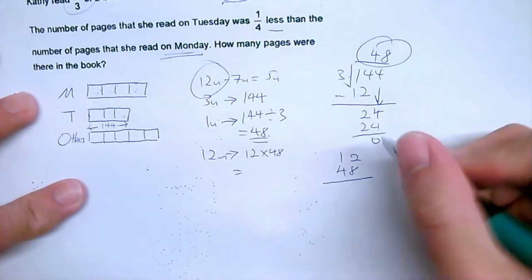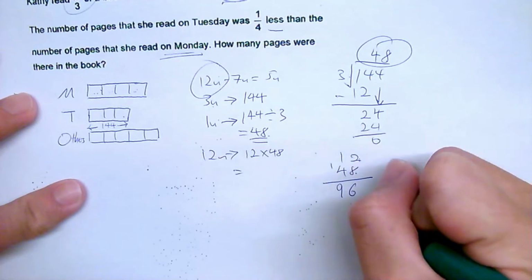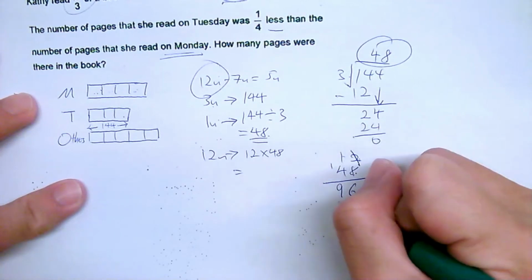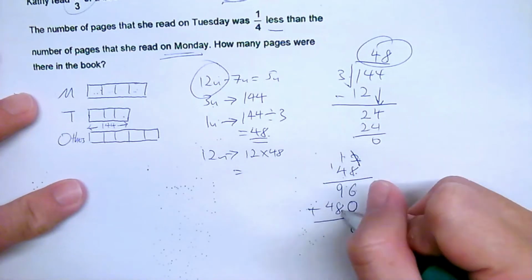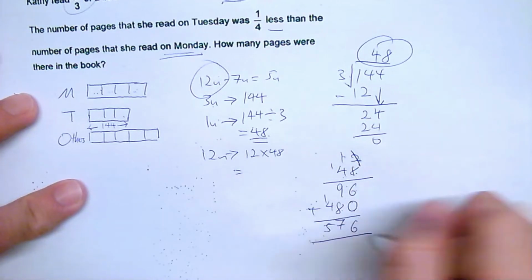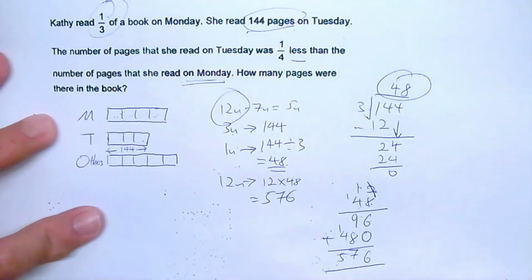12 times 48. 2 times 8 is 16. 2 times 4, 8. 8 plus 1, 9. Okay, cancel, put a 0. 1 times 8, 8. 1 times 4, 4. So add them all together. 6 plus 0, 6. 9 plus 8, 17, carry 1, 5. So it's 576. Easy, right?